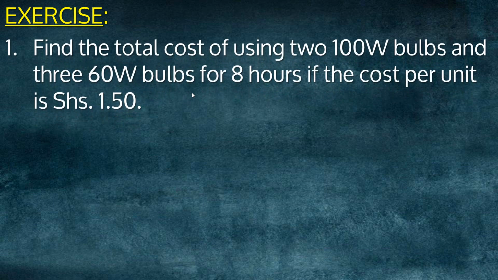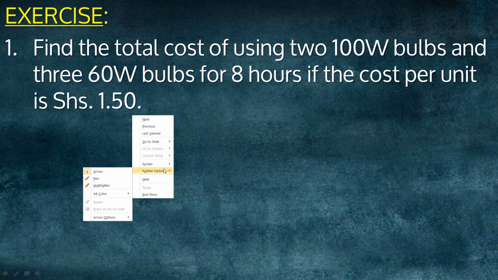An exercise. This is for you. Please ensure that you always do these numbers. You pause, you do the numbers, and then you submit your work for marking to my WhatsApp number. Number 1, find the cost of using 2 100 watt bulbs and 3 60 watt bulbs for 8 hours, if the cost per unit is 150 shillings.